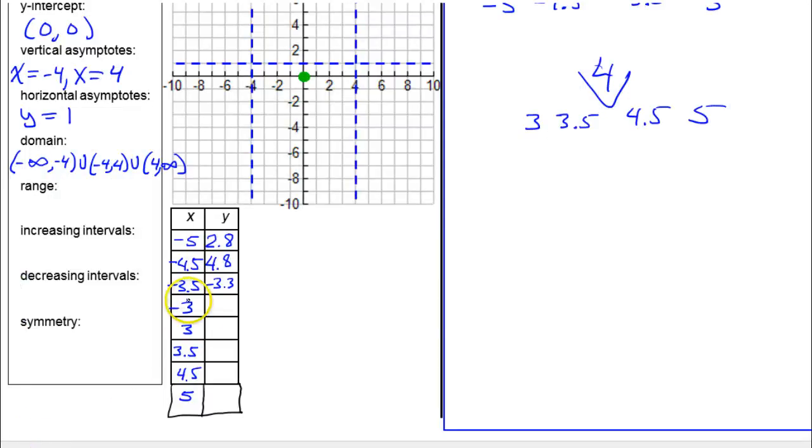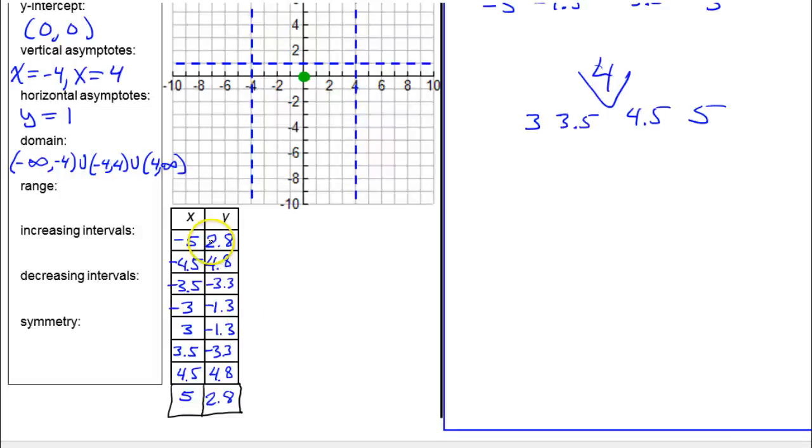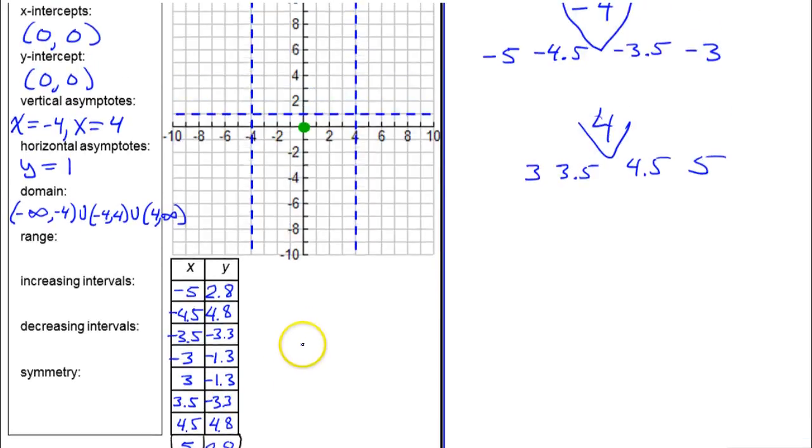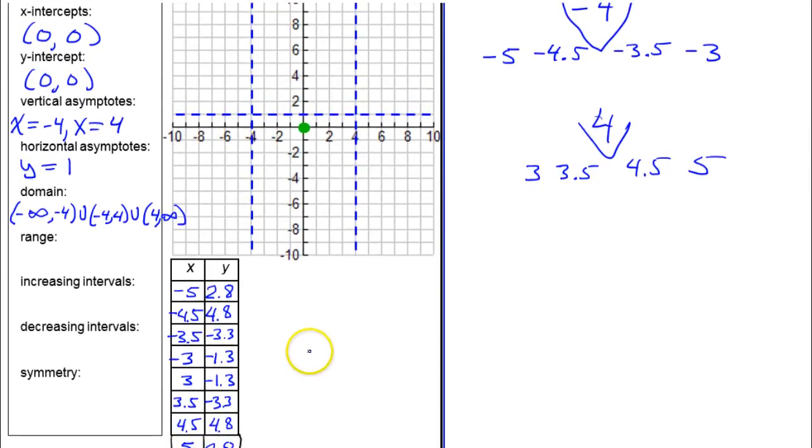Alright, I'm going to repeat that process until I have the y values for the rest of these other 5 x values. But I'm going to pause the video and just do that by myself. Alright, so I've come up with all of these 8 points. Now I'm just going to take these 8 points and plot them on my graph, and it will give me a good idea what the function is going to look like.